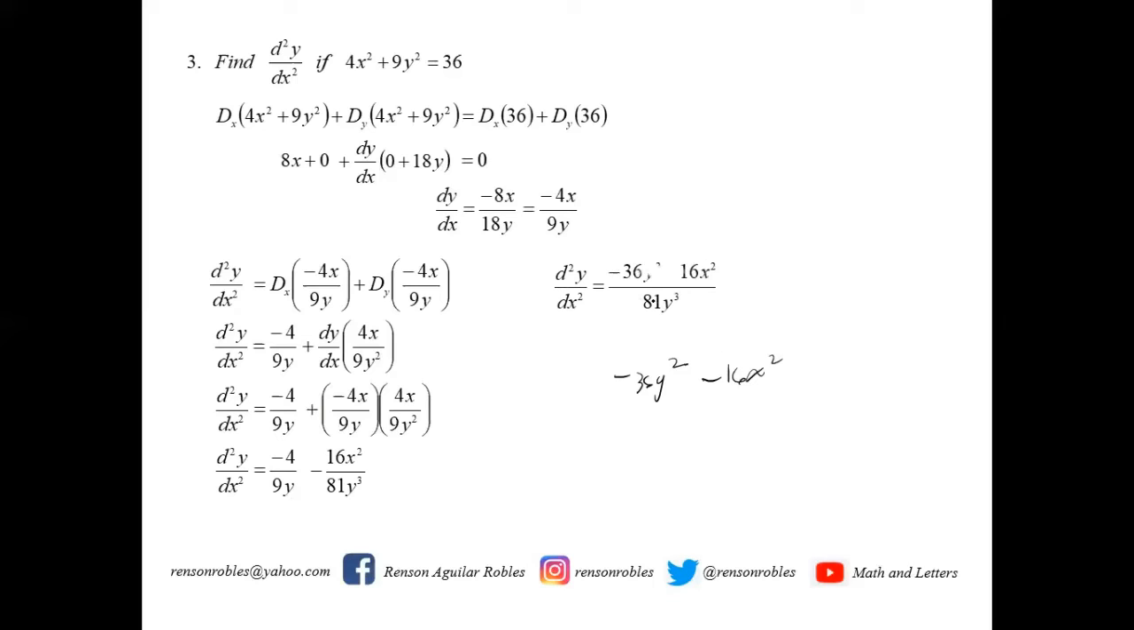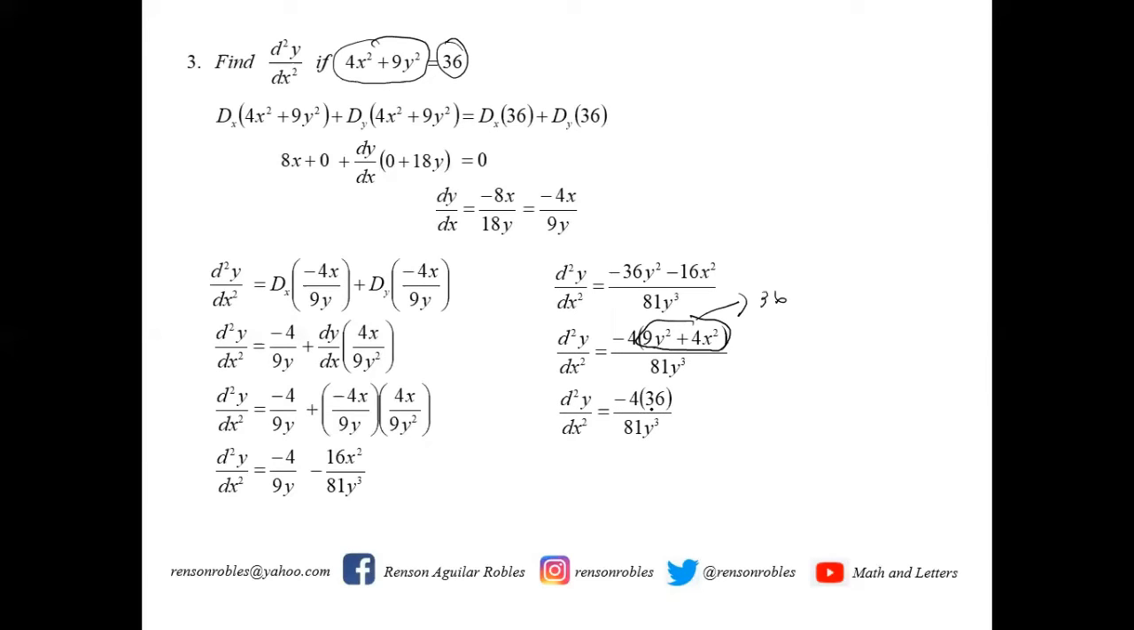So we shall have negative 36y squared minus 16x squared. And then simplifying this, I shall factor out negative 4. Factoring out negative 4, you shall have 9y squared plus 4x squared all over 81y cubed. And you take note that 4x squared plus 9y squared equals 36. So I shall replace 9y squared plus 4x squared by 36, leaving me with negative 4 times 36 all over 81y cubed. And finally, the second derivative of y in terms of x is negative 16 all over 9y cubed.